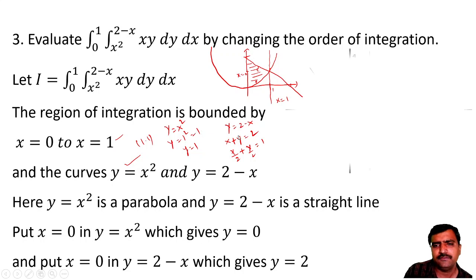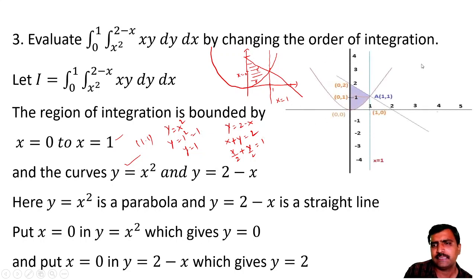Now if you draw this curve, it is like this. So this is the point 2, this is the point (1, 1), this is the point (0, 0), this is the point (1, 0) and this is the point (0, 2). The order given here is dy dx, and we have to change it to dx dy.